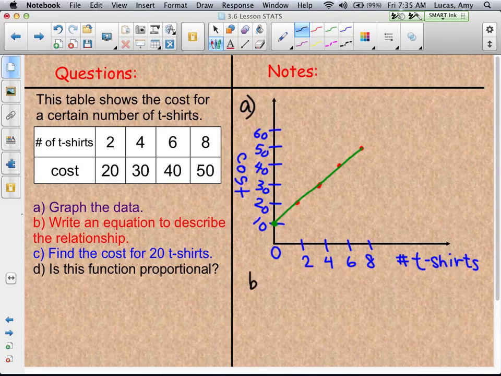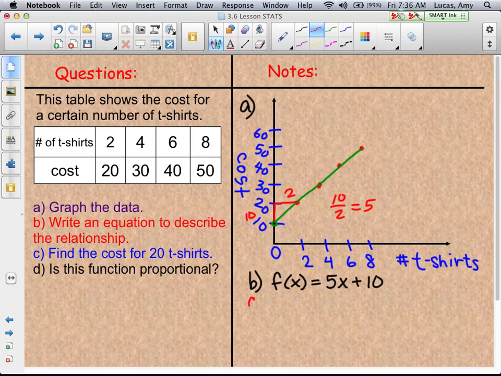Part B, write an equation. Well, the slope of my line, it's going up 10 and over 2. 10 over 2. 10 divided by 2 is 5. So f of x equals 5x, because my rate of change is 5, 10 over 2. And then plus my intercept, which was 10 right here.